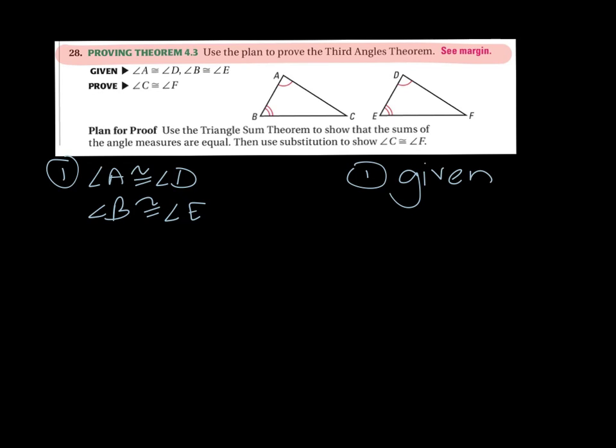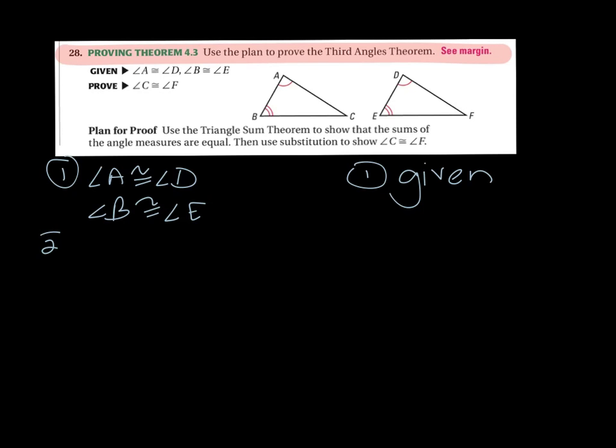So does it make sense that the third angles have to be congruent? Why? They both add up to 180. If they're both the same values, then I subtract both of them, they're going to equal the same value, right? So, okay, if they add up to 180, how do I use that? How do I state that?